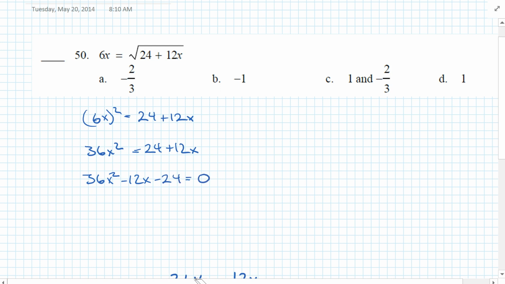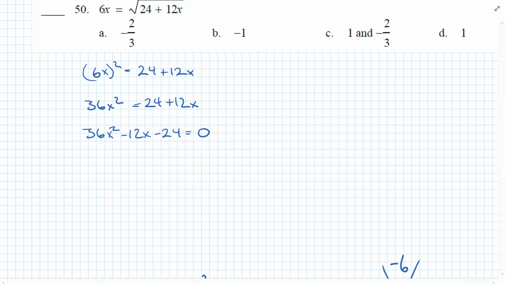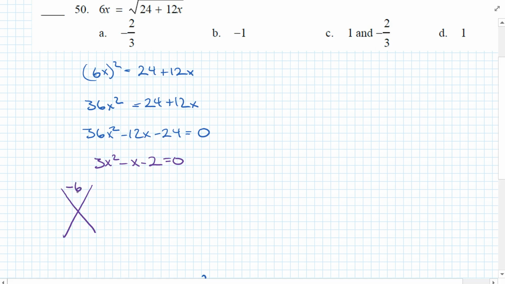Can we factor out a 12? Yeah, and we can divide both sides of this equation by 12. When we do that, we're going to get 3x squared minus x minus 2 equals 0. Well, what's my a times c value? 3 times -2 is -6. My b value is -1. Two numbers, product of -6, sum of -1. How about -3 and 2?